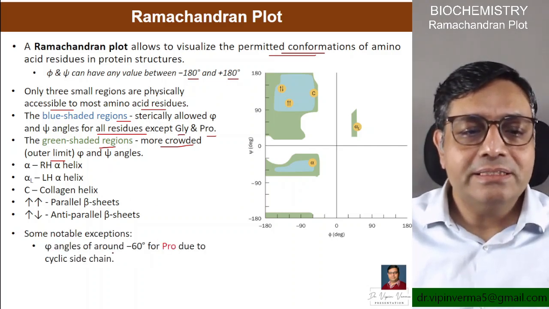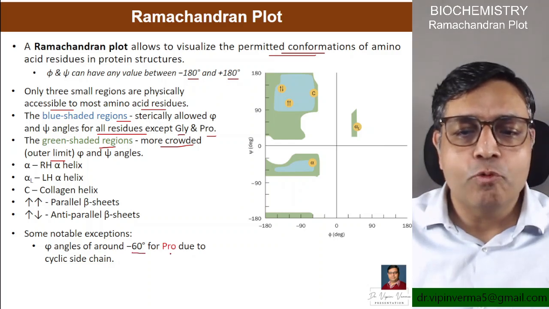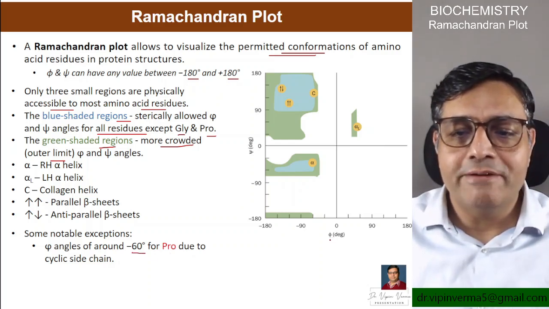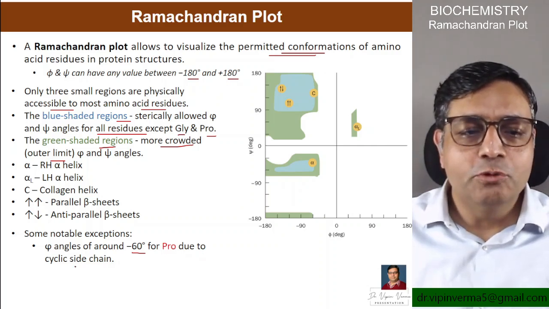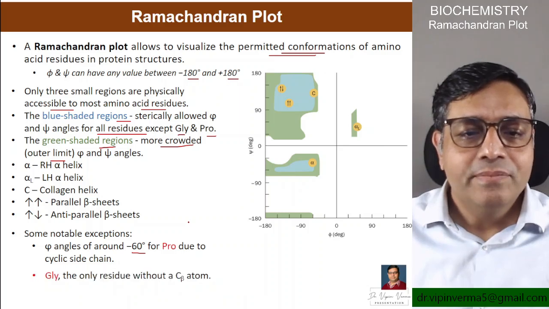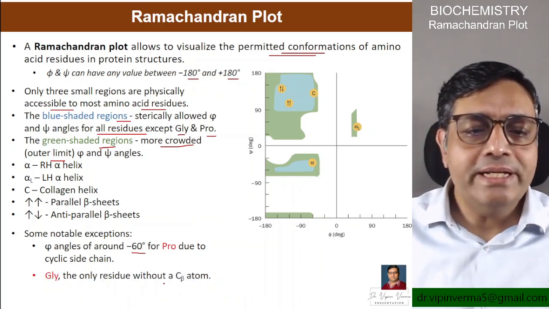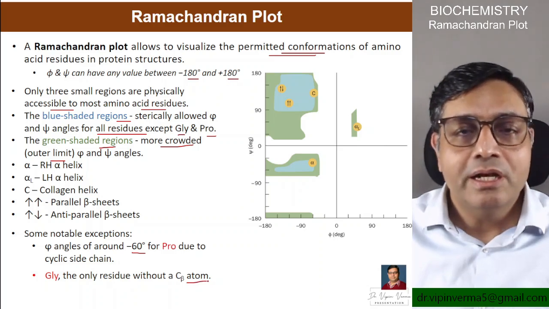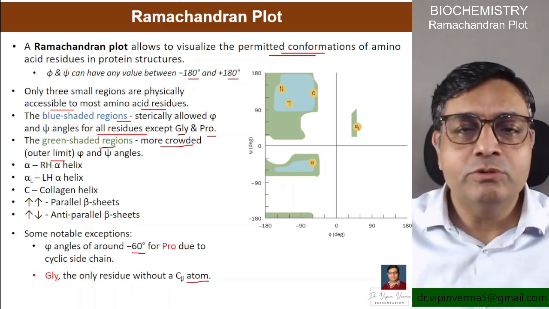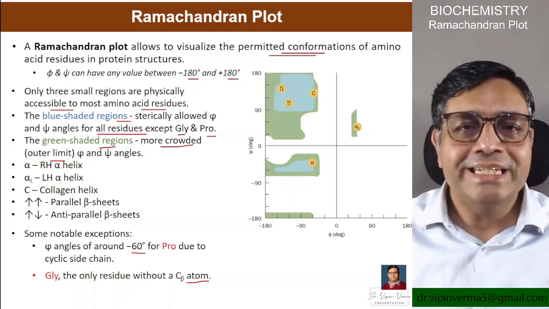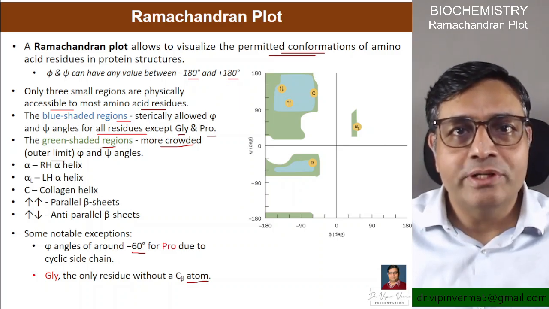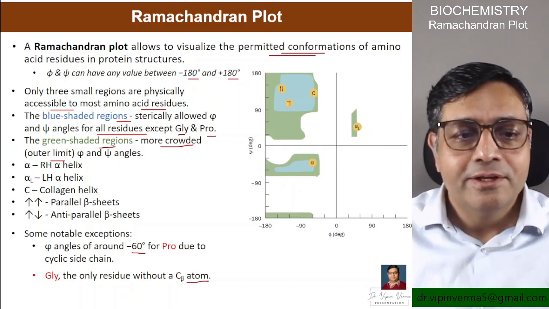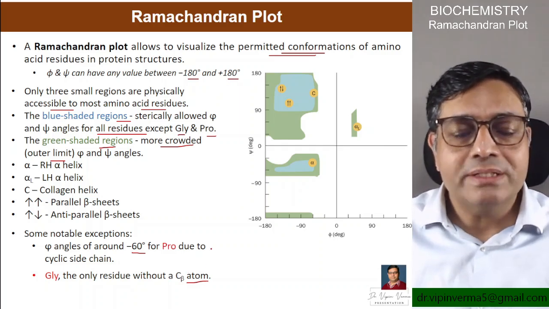The phi angle is around minus 60 degrees for proline. So we are talking about this particular angle, phi angle, and minus 60 will fall somewhere around here. This is due to the cyclic side chain. And glycine is the only residue without a C beta atom. Why is it the only residue without a C beta atom? Simply because it has hydrogen as a side chain. It has no carbon or carbon group there. Therefore there is only one alpha carbon, there is no beta carbon here. So that is the only residue without a C beta atom.